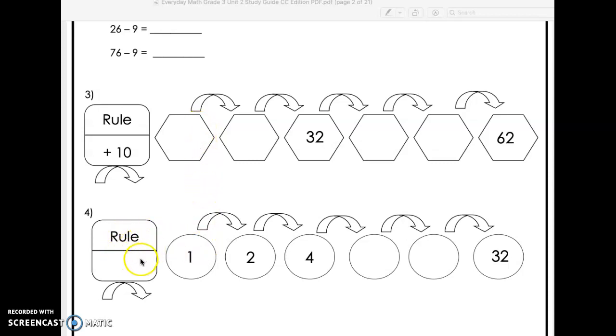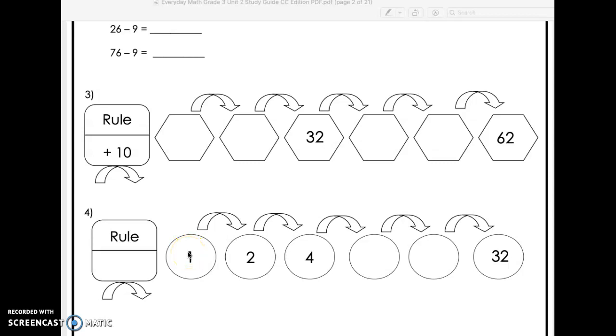Then down here you have to figure out the rule. So I'm looking at this, and remember we are doing multiplication, division, addition, and subtraction. So you have to realize that it could be any of those. So 1 to 2, first of all, is it going up or down? Well, 1 to 2 is going up. And then I think, oh, it's going up by 1. So maybe 1 plus 1 is 2. 2 plus 1 is 3. Oh, it's not plus. It's not addition. It wouldn't be subtraction because it's not going down.